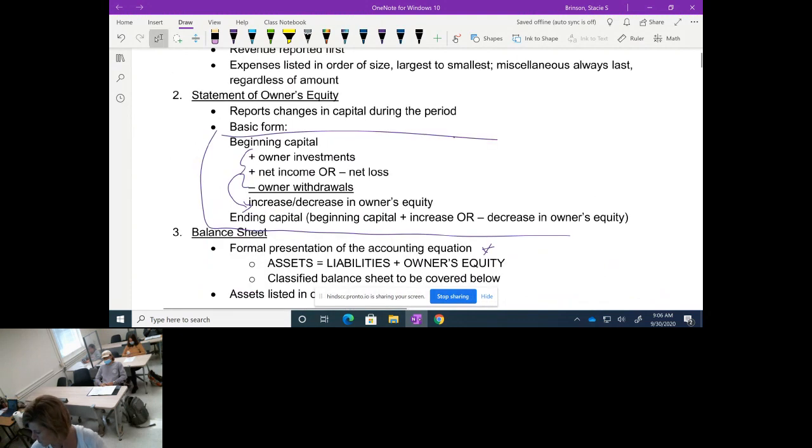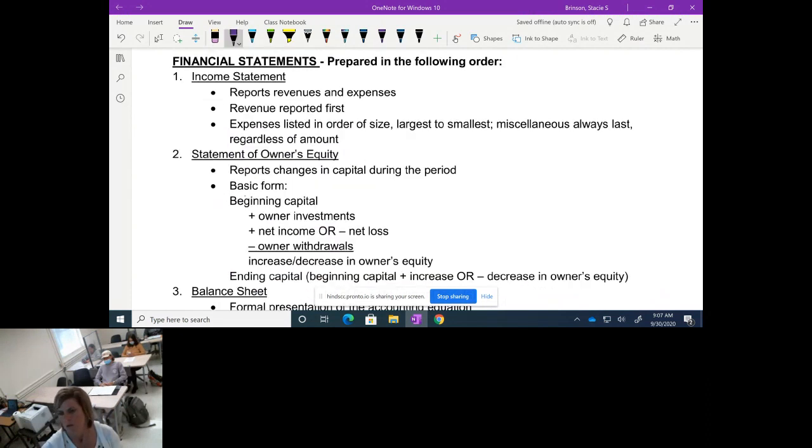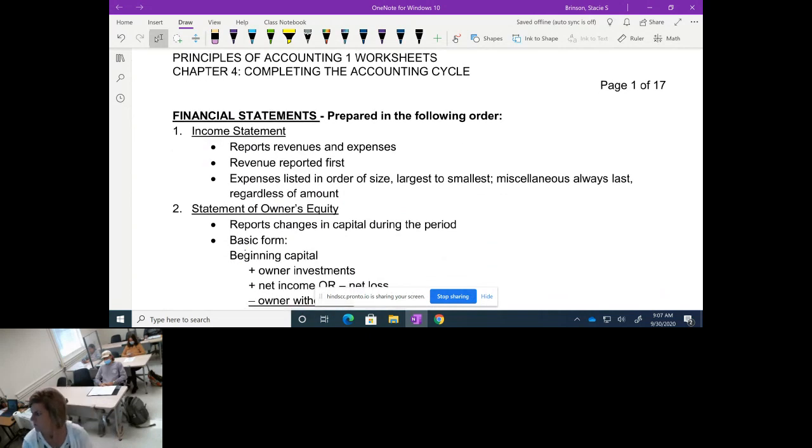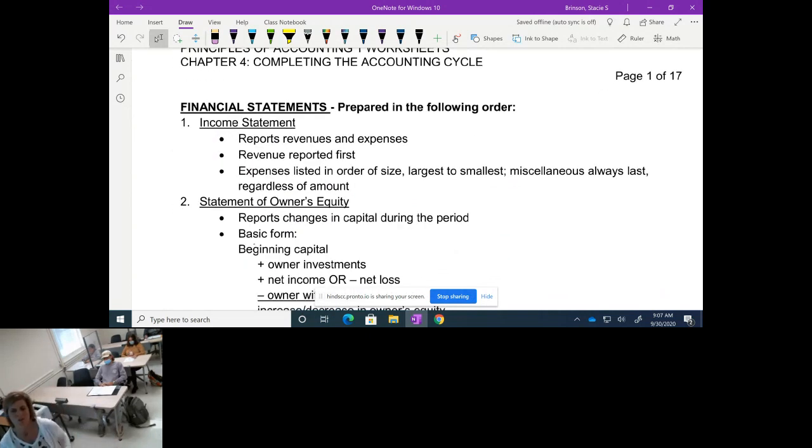All right, so we're going to first just review what the financial statements that we prepare are. We did this in chapter 1. You first got the income statement that has revenues and expenses on it. Revenue goes first, expenses listed in order of size, largest to smallest, miscellaneous always last. And what's the answer you get on the income statement that you need to go to the next one? Net income. So you get your net income on this one, and it carries over to your statement of owner's equity.